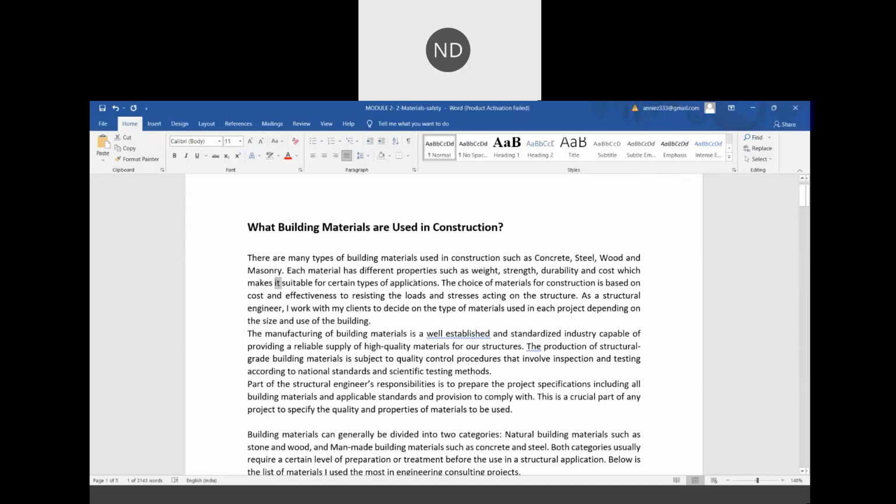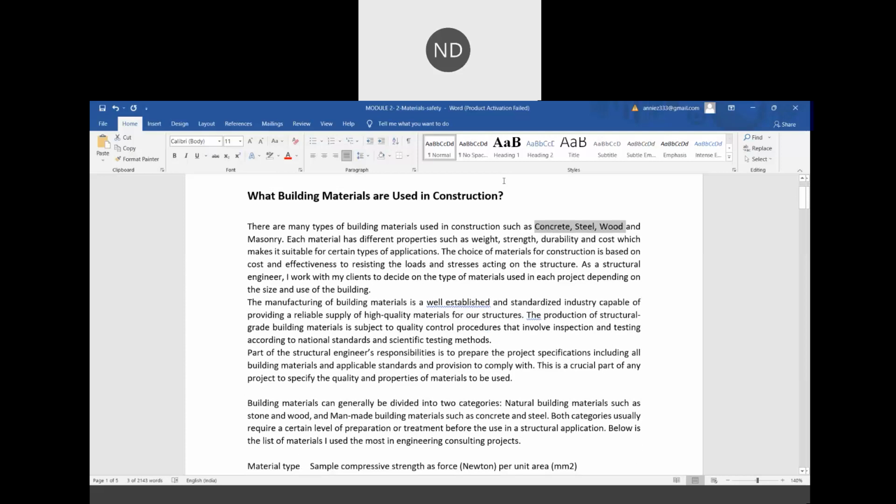What are the basic building materials used in your construction? They are concrete, steel, wood, and masonry. Each material has different properties. Obviously, concrete will have different properties, steel will have different properties, and wood will have different properties. We are going to come to that later.